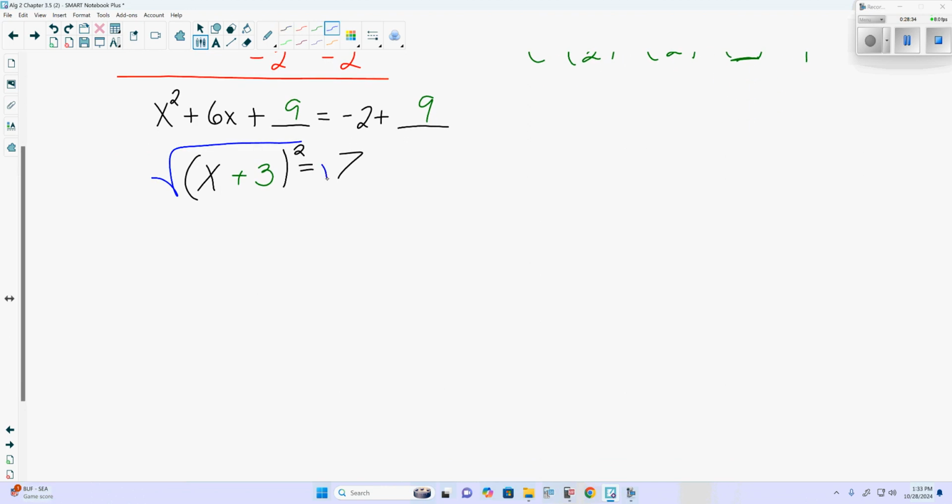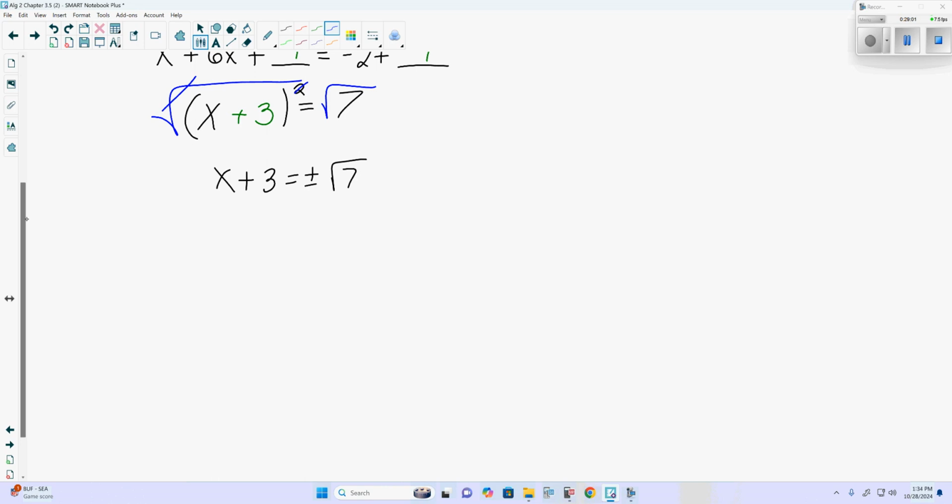Our next step to solve is going to be take the square root of both sides, because here our square root and square will cancel, telling us that x plus 3 is equal to plus or minus the square root of 7. Because the square root of 7 will not reduce, it will not simplify, so we'll have to leave it as the square root of 7. And lastly, we're going to subtract 3 from both sides, telling us x is equal to negative 3 plus or minus the square root of 7.